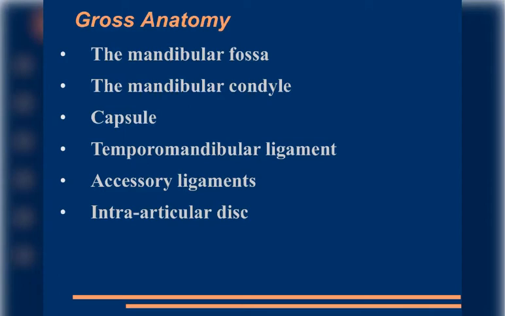Also, we have a capsule all around the temporomandibular joint. Also, we have supporting ligaments, including temporomandibular ligament and other accessory ligaments. Also, we have a disc dividing the joint cavity into upper and lower compartments. This is called intra-articular disc, and you can call it articular disc, that's fine.